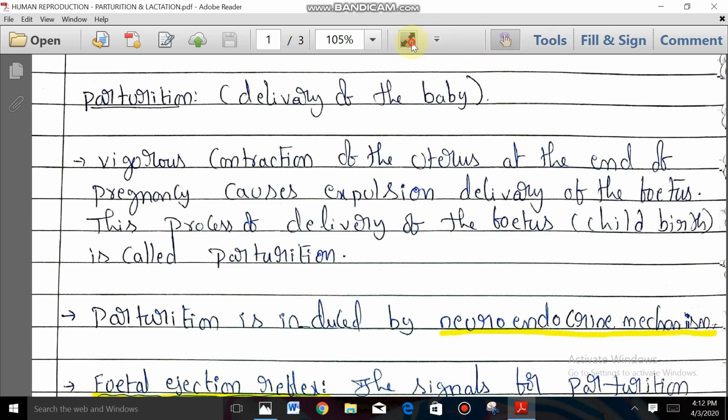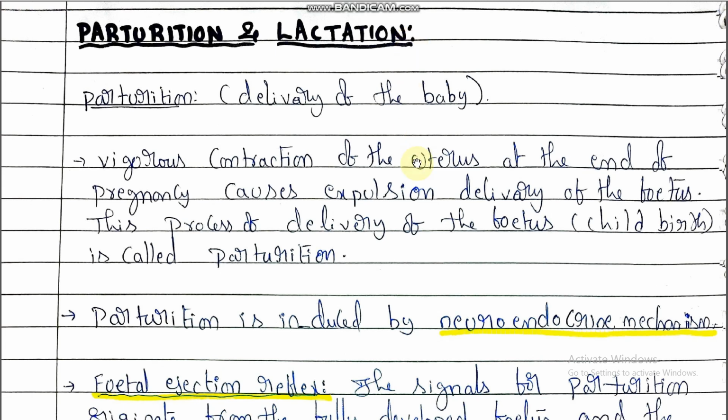In the earlier class we discussed up to embryonic development, and in today's class we are going to discuss parturition and lactation. The period of embryonic development of the fetus is called the gestation period. After the completion of the gestation period, the fetus is completely developed after 9 months and is ready for delivery. So what is meant by parturition?